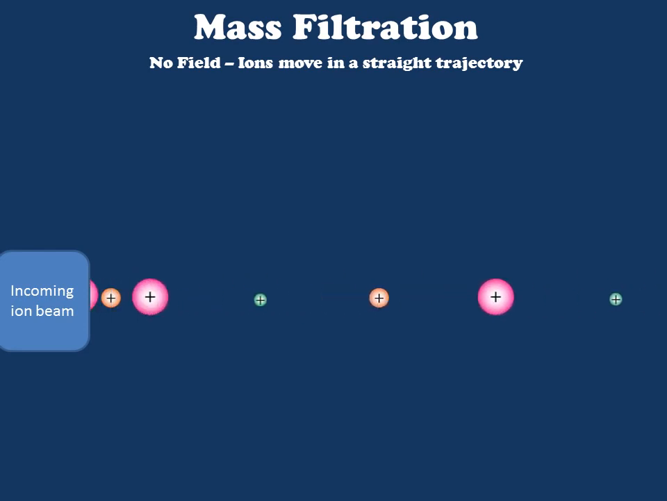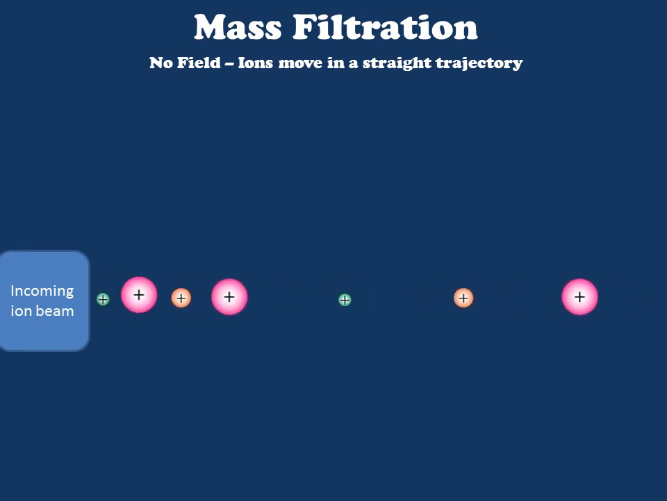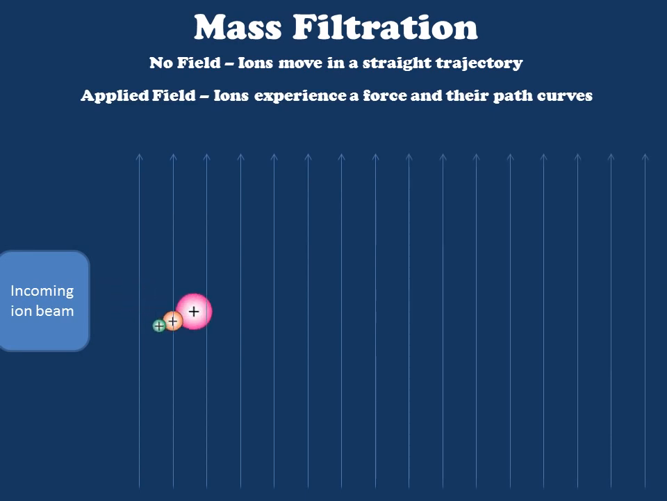Therefore, we apply a magnetic field to the region through which this ion beam is moving. When we do this, the applied field causes the ions to experience a force. Recall from the right-hand rule of physics that a point charge moving at a given velocity through a magnetic field will experience a force, independent of the mass of that particle.